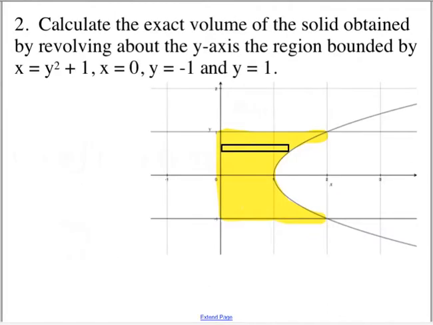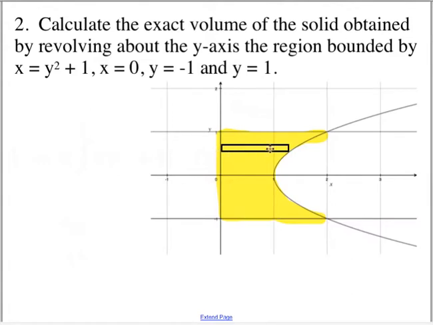The second example said to calculate the exact volume of the solid obtained by revolving about the y-axis the region bounded by x equals y squared plus 1, x equals 0, y equals negative 1, and y equals 1. So when I graph all of these, I have a sleeping parabola. It says you are revolving the area that's surrounded by the y-axis, which is x equals 0, y equals negative 1, and y equals 1. So I've highlighted in yellow the region that I'm going to be revolving.